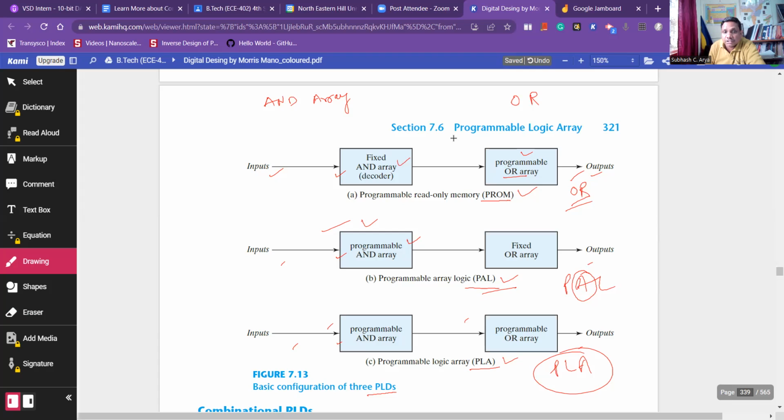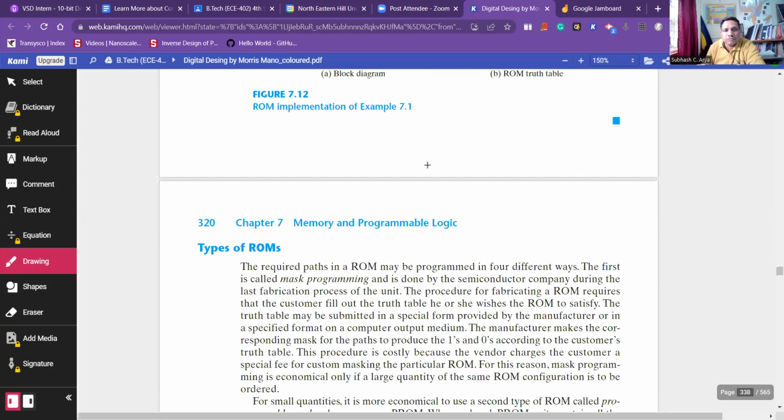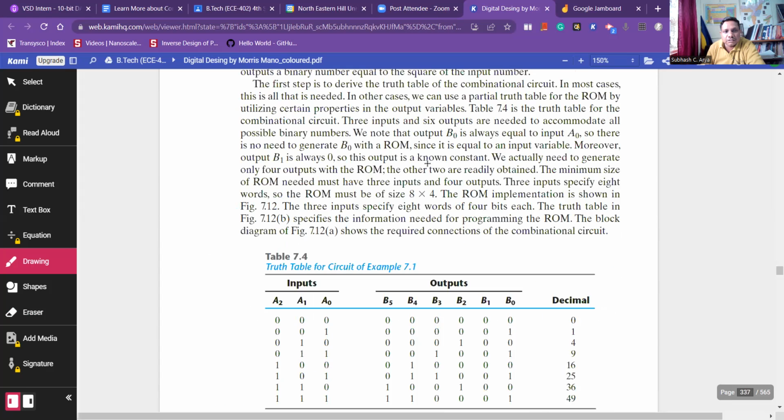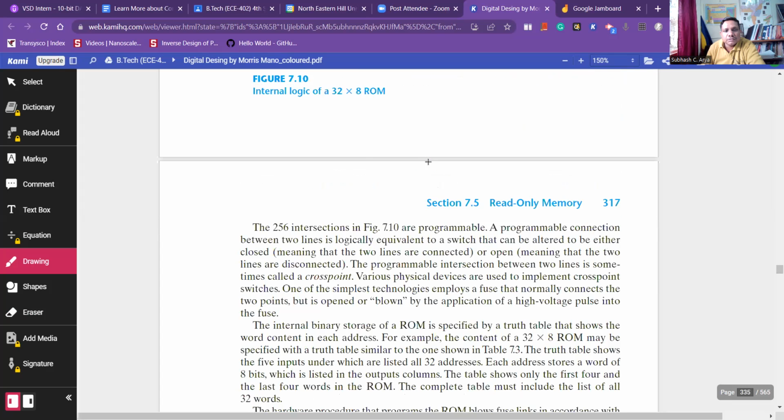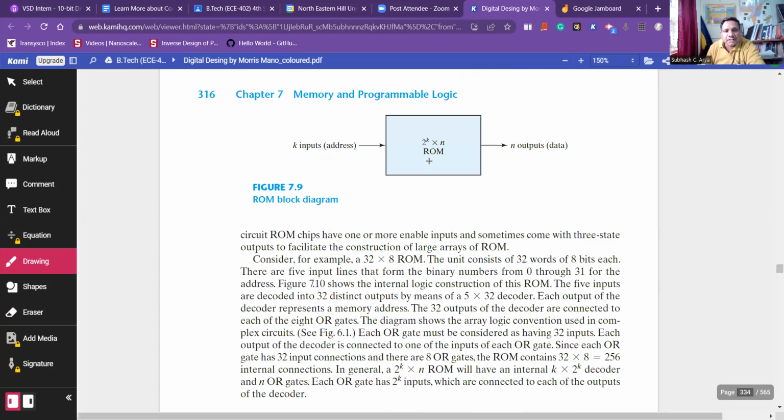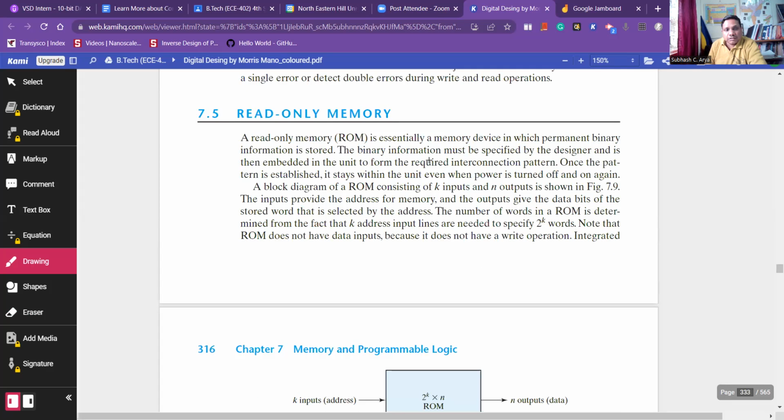Now let us move to what this PROM, programmable read-only memory, is. Just go back to your circuit here. In this book, it is section 7.5, read-only memory. So it started from ROM. P comes later on when we want to make it programmable. Otherwise, initially it is ROM.